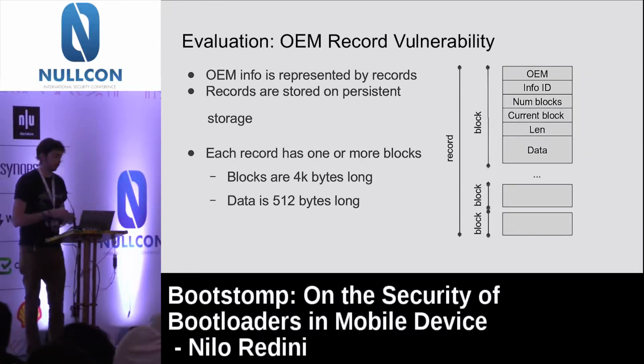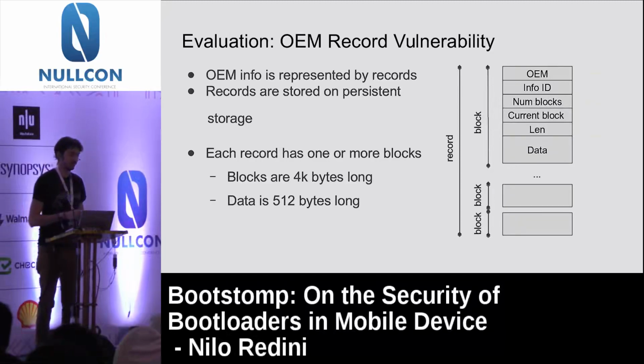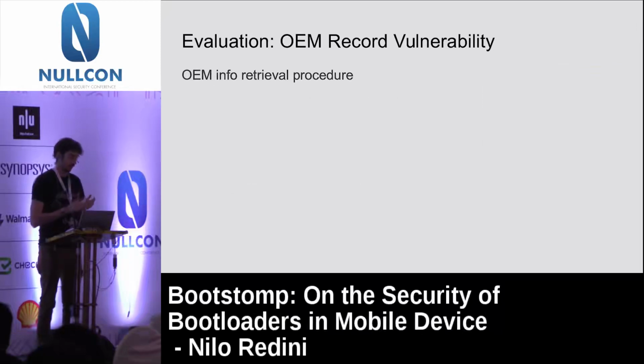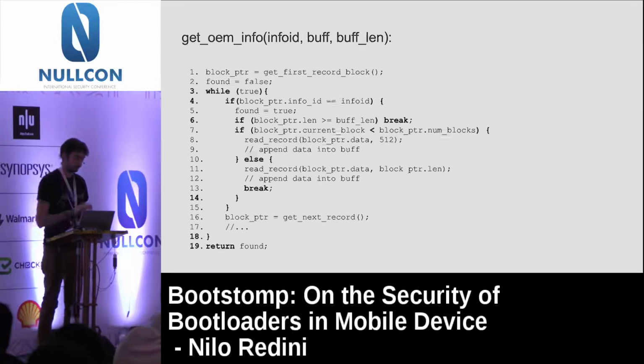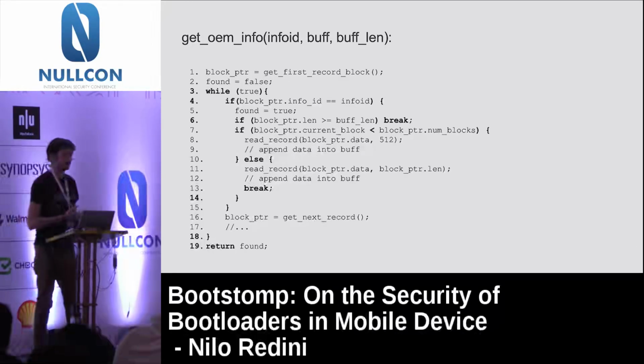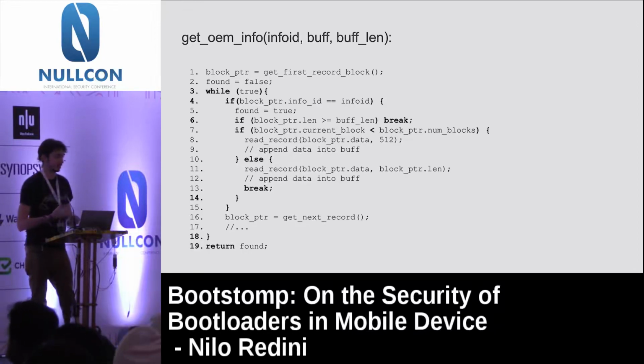Each block is 4K bytes long, and the data field is 512 bytes long. Okay, let's see now the OEM info retrieval procedure. From a high point of view, this function takes three arguments: the info ID to look for, some buffer, and the size of this buffer.